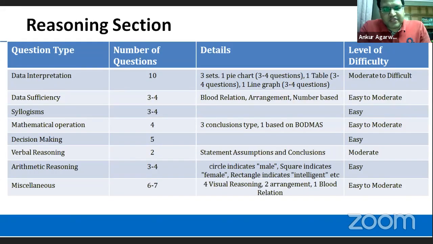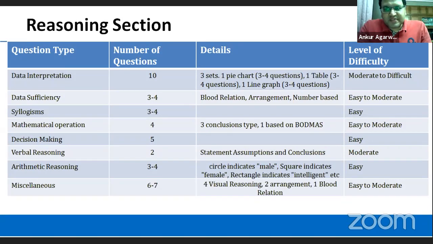Two of these questions were on inequalities. Again, very easy to moderate difficulty level questions. Similar to yesterday, again, 5 questions were there on decision making, which we also refer to as selection criteria, which were again on the easy side. 2 questions on verbal reasoning, which again Manal ma'am had talked about, were on the easy to moderate side. 3 to 4 questions were on the arithmetic reasoning, which were again on the easy side.